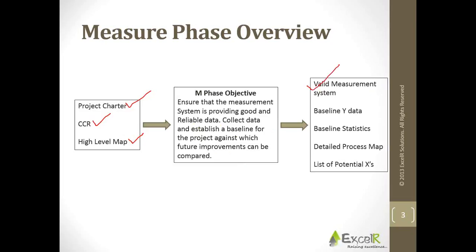And the end result would be a valid measurement system. I would have validated the measurement system, and only if I find it valid, I'm going to proceed with the measurement. Then I'm going to baseline the performance. As of today, what level is my process at? Then I'm going to baseline the sample statistics. Then I'm going to come up with a detailed process map and then a list of potential inputs that are impacting my output. These potential inputs would be overlapping with your analyze phase. In that also, you try to list down the potential inputs.